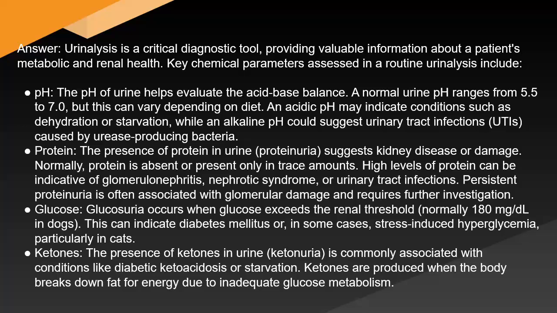Glucose. Glucosuria occurs when glucose exceeds the renal threshold, normally 108 mg/dL in dogs. This can indicate diabetes mellitus or, in some cases, stress-induced hyperglycemia, particularly in cats. Ketones. The presence of ketones in urine, ketonuria, is commonly associated with conditions like diabetic ketoacidosis or starvation. Ketones are produced when the body breaks down fat for energy due to inadequate glucose metabolism.